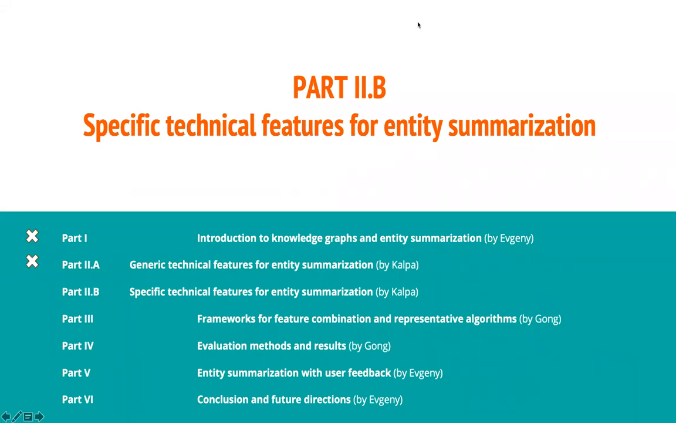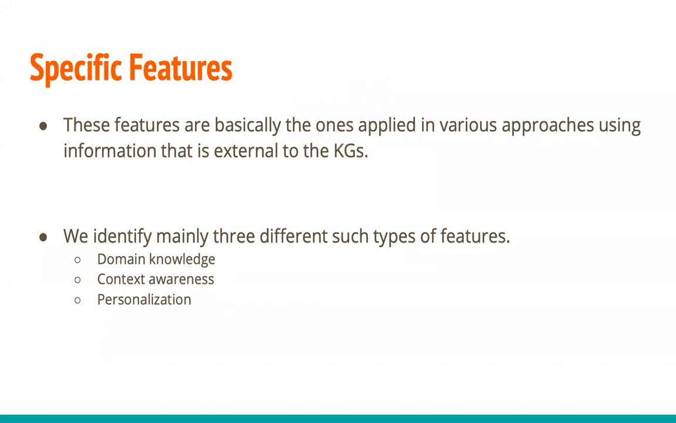Okay, let's look at specific technical features. So these features are the ones applied in various approaches, maybe using external information, like using external knowledge bases, or very specific to certain applications or use cases. So we identify three main such types of features. One is domain knowledge, one is context awareness, and the other is personalization.